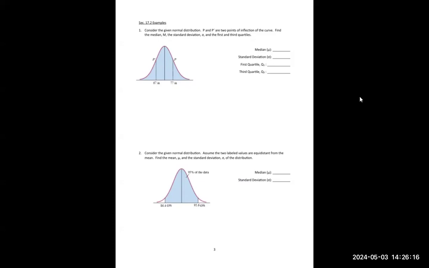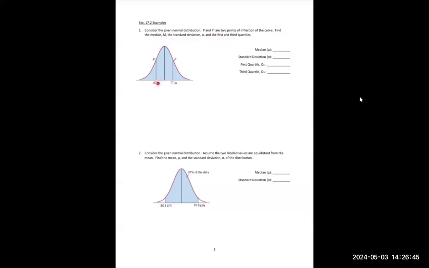It says, consider the given normal distribution, the points P and P prime, they call it when you have a little apostrophe above it, a prime. There are 2 points on the curve. Find the median and the standard deviation and the first and third quartiles.